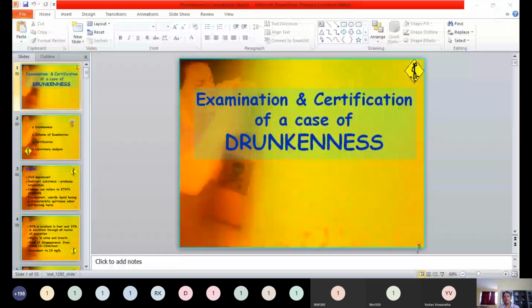Okay, next, I just told you briefly about the physical properties and the metabolism. Now coming to the symptoms. These symptoms are very important for us to study. The symptoms you can categorize into stages. The first stage is the stage of excitement, then the stage of incoordination, and the stage of coma.